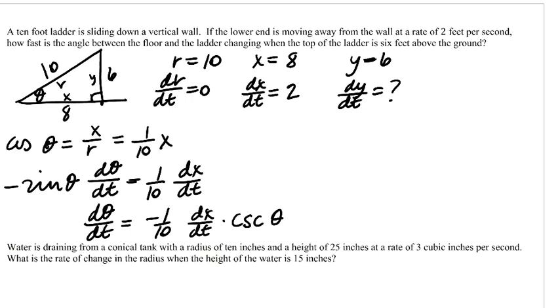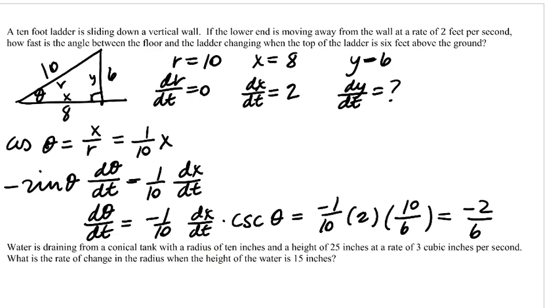Now, isn't it interesting how we know that if the ladder is sliding down the wall, y is getting smaller. And the fact that the derivative of cosine is negative sine is going to take care of that negativity for us. I find that interesting. So this is going to be equal to negative 1/10. dx dt is 2. Cosecant of theta is 10 over 6. Okay, so I'm seeing negative 2/6 radians per second.